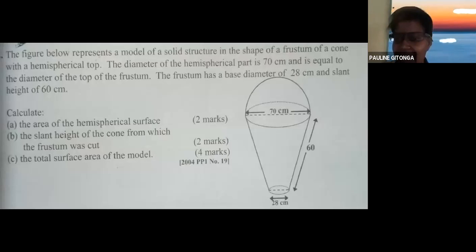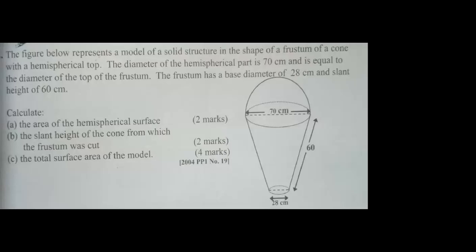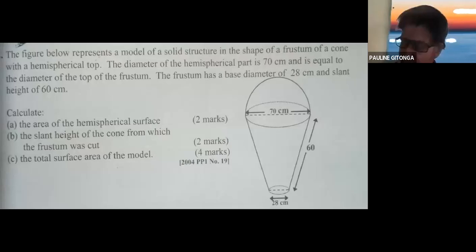It told us to take the slant edge of the small cone to be x. So when the slant edge of the frustum is 60, the slant edge of the whole cone will be 60 plus x. So you're supposed to say 70 over 28 equals 60 plus x over x. Then you work out for x. When you get x as 40, you add 40 to 60, you get 100. Now the slant edge of the whole cone.